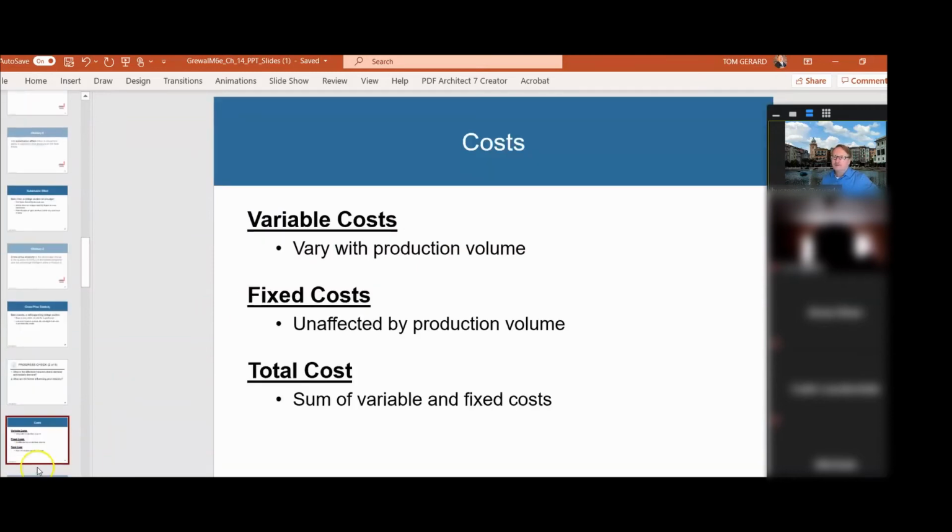Okay. This chapter's got way too much stuff in it to cover in one day.